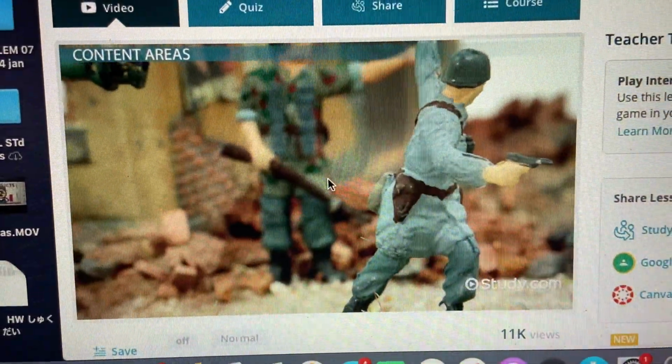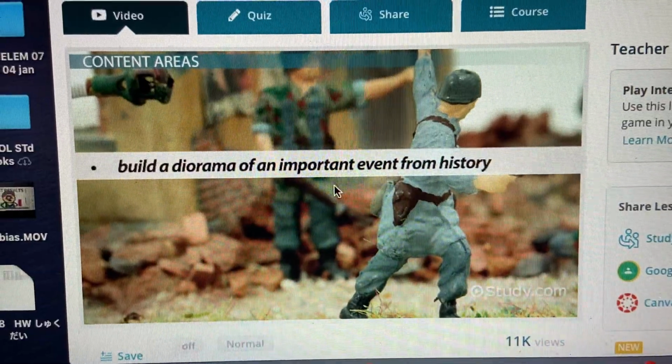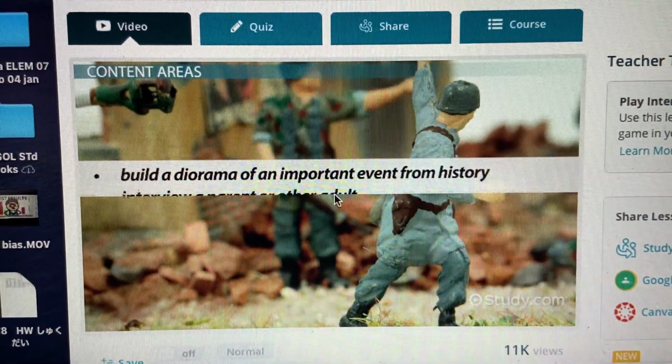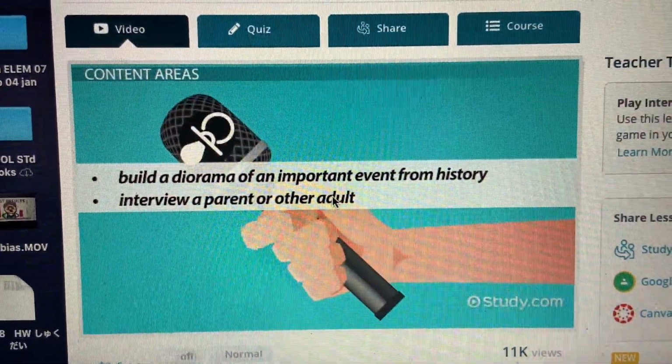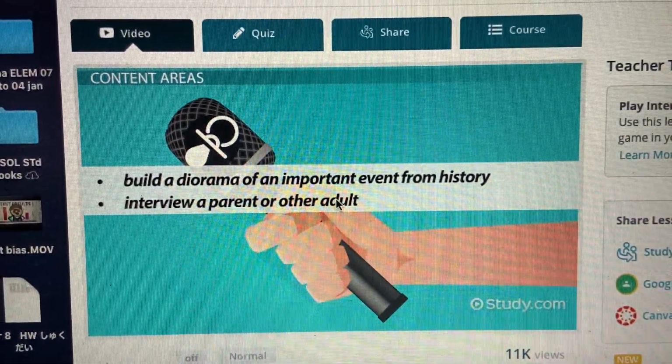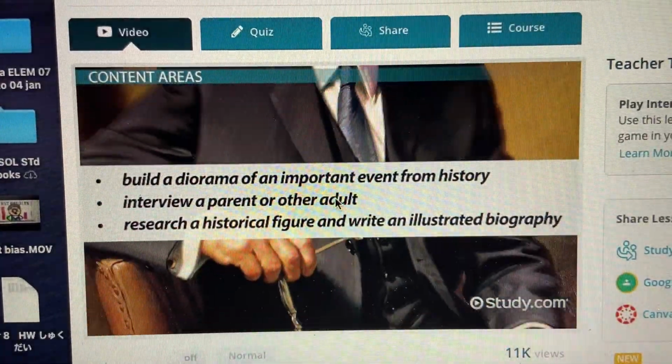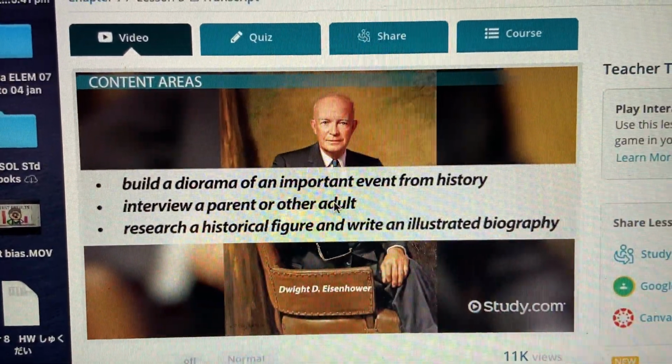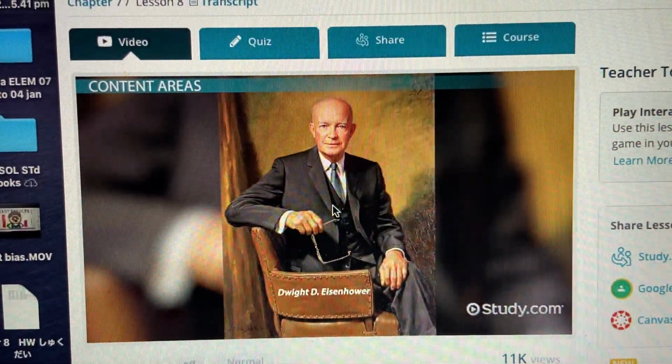Finally, in social studies, students could build a diorama of an important event from history, interview a parent or other adult about their experience during a period in history, and then report their findings to the class, or research a historical figure and write an illustrated biography of that person with a partner.